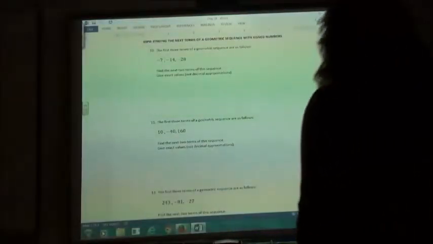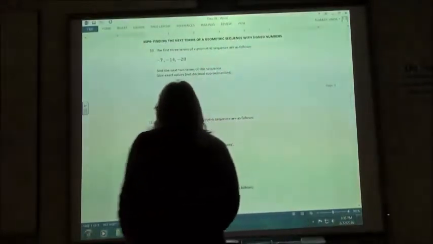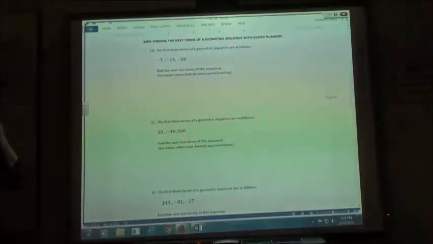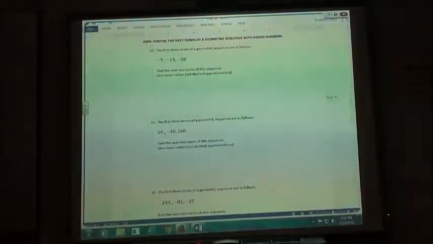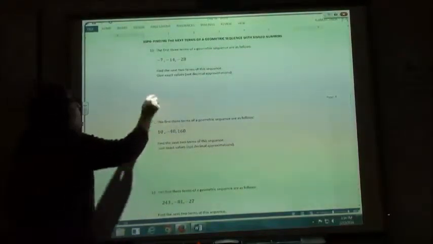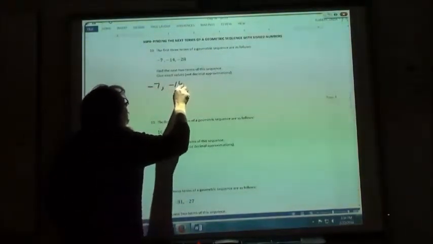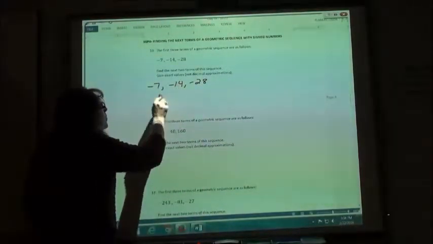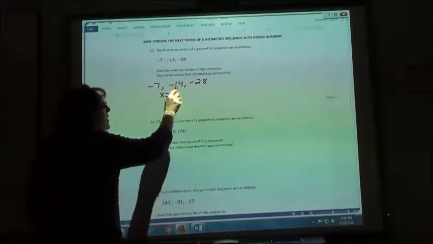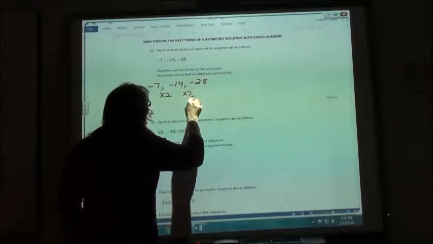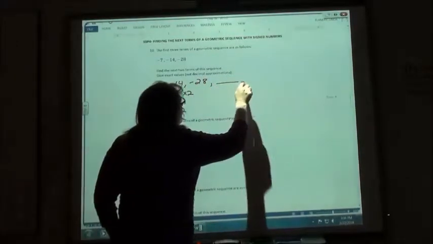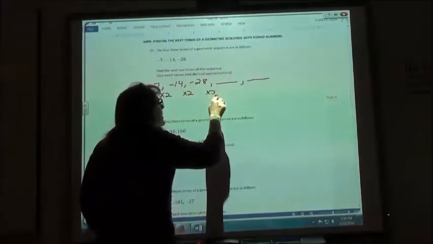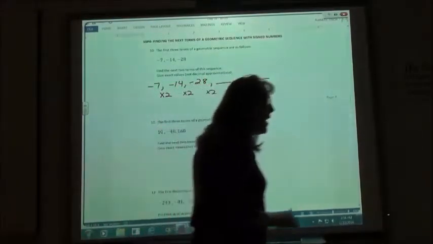10, 11, and 12, we are finding the next terms of our geometric sequence. For a geometric sequence, we are either multiplying or dividing by the same number. So if I have negative 7, negative 14, and negative 28, to get from negative 7 to negative 14, I times by 2. Negative 14 to negative 28, again I times by 2. So to find my next two terms, I'm going to times 2 and times 2 again.